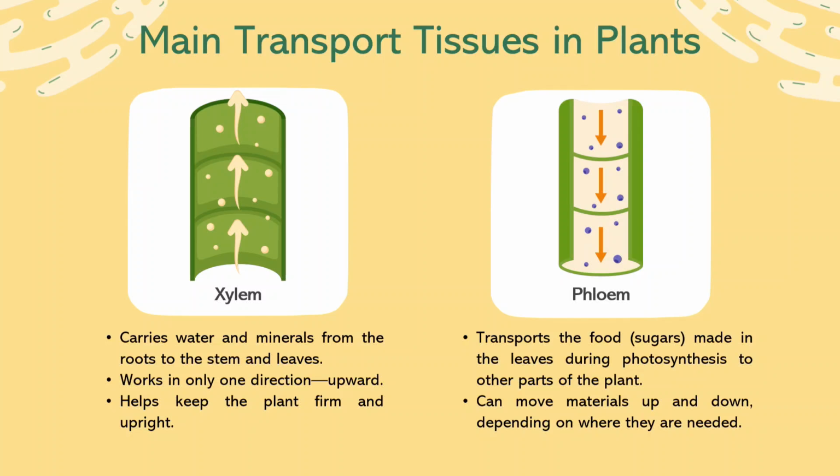The next one is the phloem. It transports the food or the sugars made in the leaves during photosynthesis to other parts of the plant, and can move materials up and down depending on where they are needed.